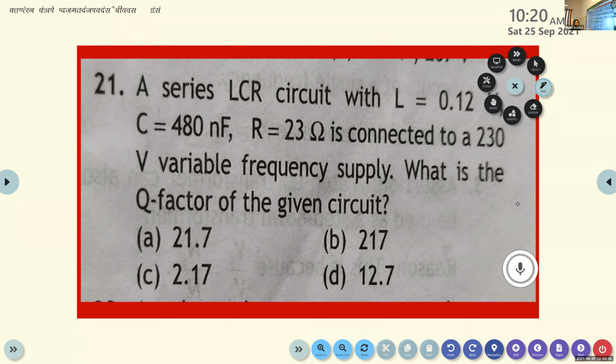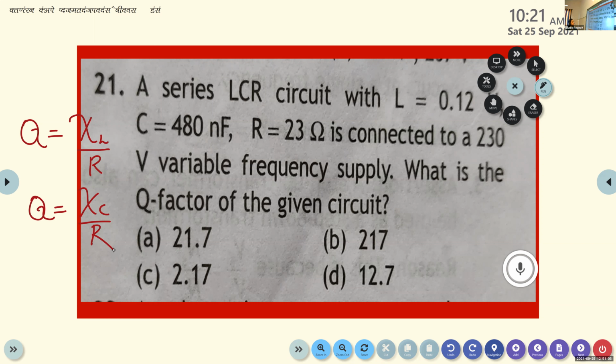And this quality factor is something related to what? It is related to sharpness of resonance. Quality factor is a term related to the resonance of an LCR circuit. And we know that we can calculate this quality factor using the equation Q is equal to chi L by R, or Q is equal to chi C divided by R. So here you can use any one of these two equations in order to calculate the quality factor.